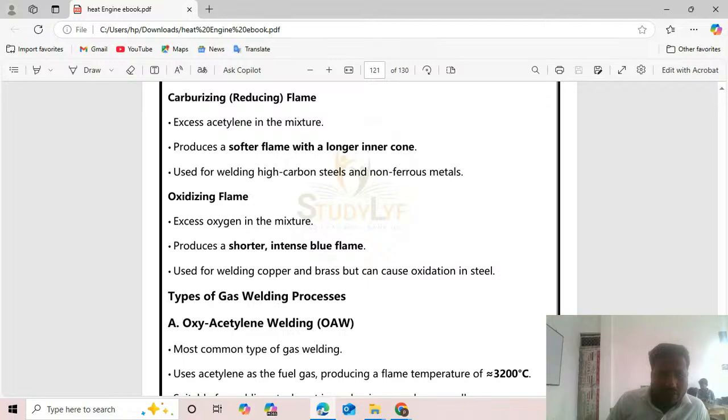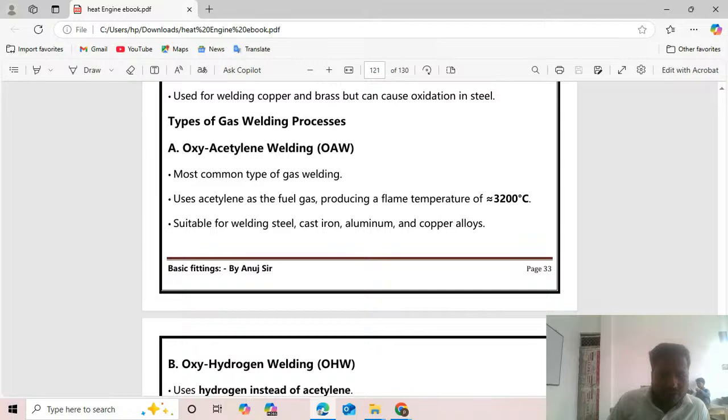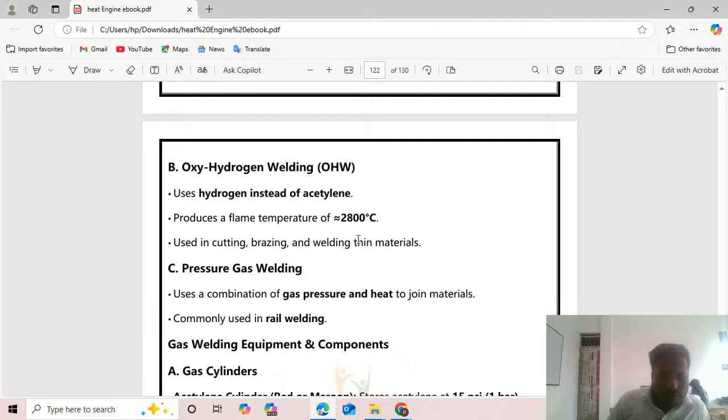Blue flame will be there. Now, types of gas welding. The first one is oxyacetylene welding. The temperature is 3200 degrees Celsius, suitable for welding steel, cast iron, aluminum, and copper alloys. It is the most common type of gas welding. Oxy-hydrogen welding uses hydrogen instead of acetylene to produce a flame temperature of 2800 degrees Celsius, used in cutting, brazing, and the welding of material.